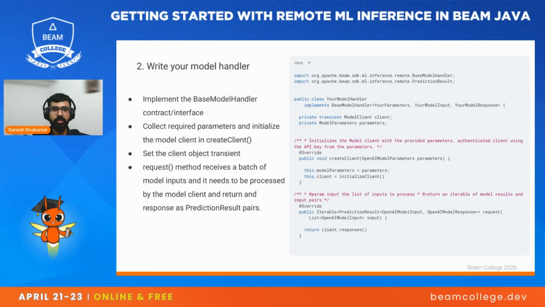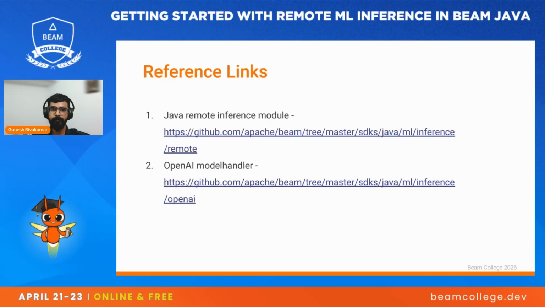And you also need to set the client to transient so that it doesn't get serialized. And the DoFn will initialize a model handler individually. Let's say if there are multiple workers, each worker needs to have its own model handler object and perform inference individually. So I just wanted to share the links to the remote module interface and the OpenAI model handler so that you could go ahead and look at what a real model handler looks like.